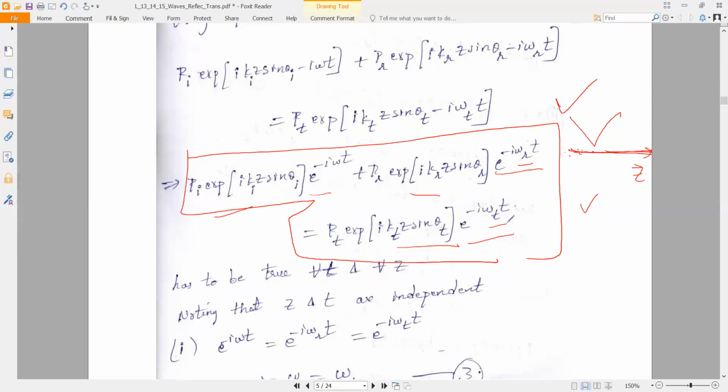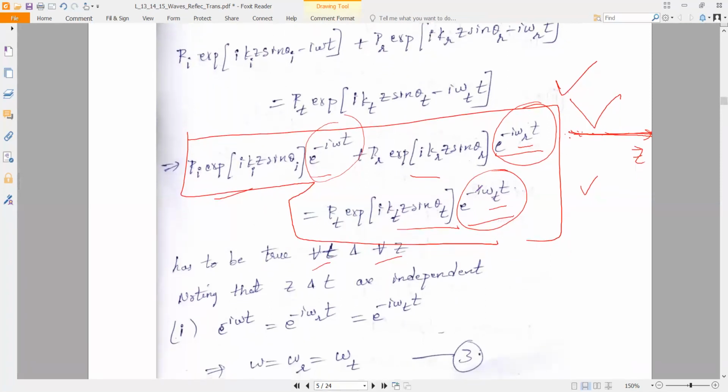The only way that this expression holds true for all values of t and for all values of z, given that z and t are independent, is that the time terms are identical and the corresponding z terms are identical. These are two independent equations, two independent variables. I will first set the expressions of time to be identical. Then the remaining expression becomes an expression in terms of the variable z and no other variable.